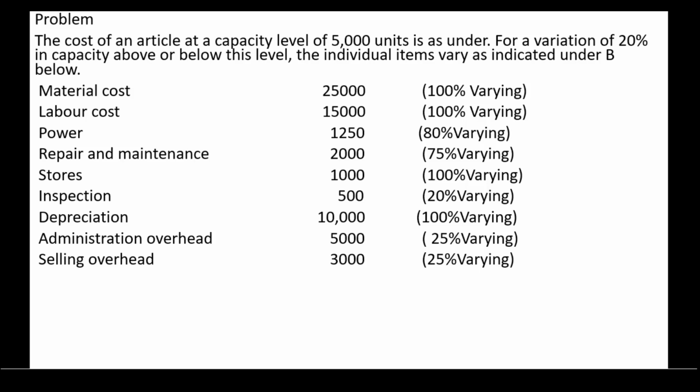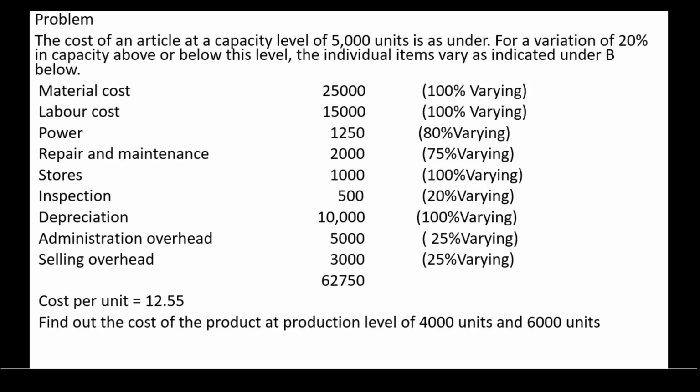The total amount is 62,750. Cost per unit 12.55. Find out the cost of the product at production level of 4,000 units and 6,000 units.